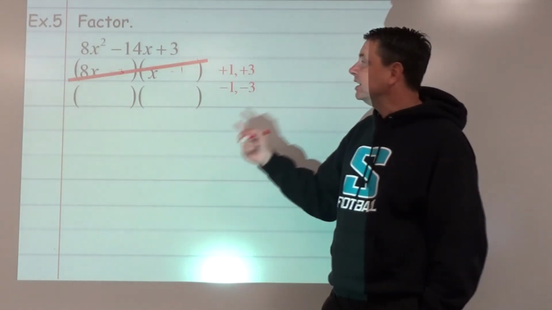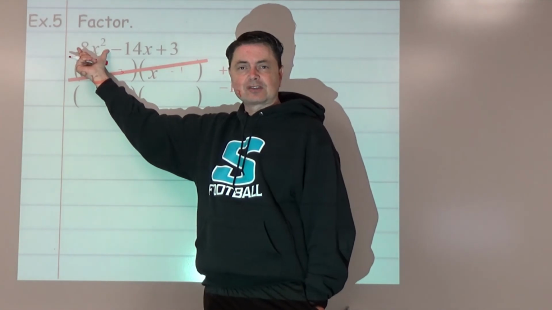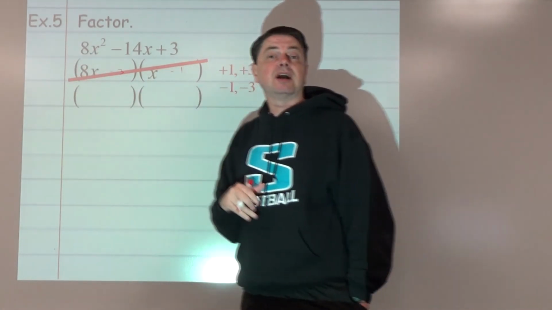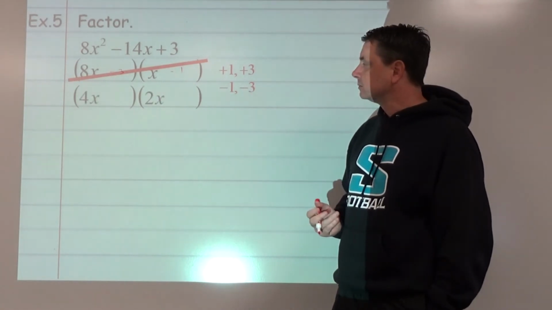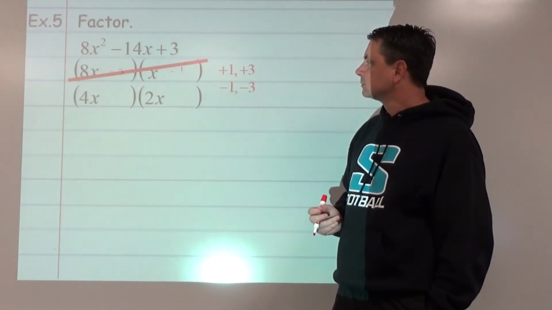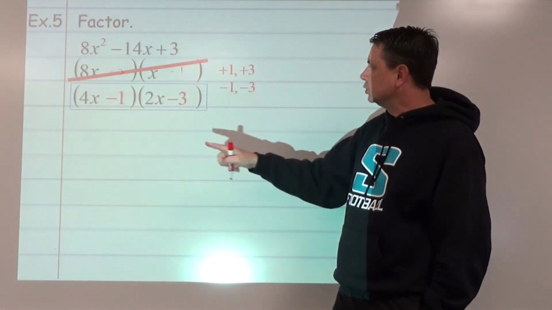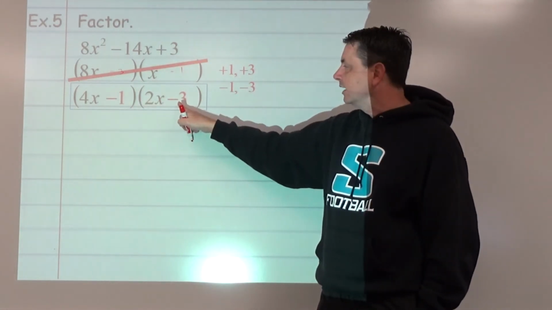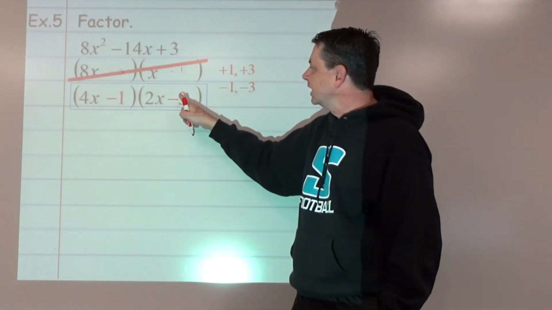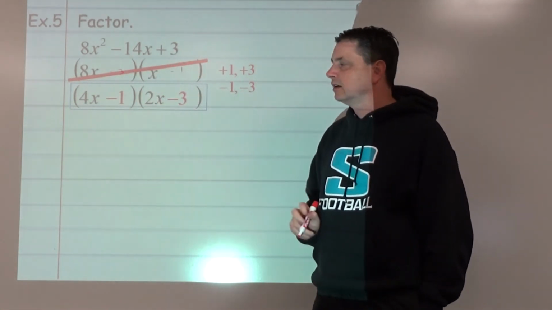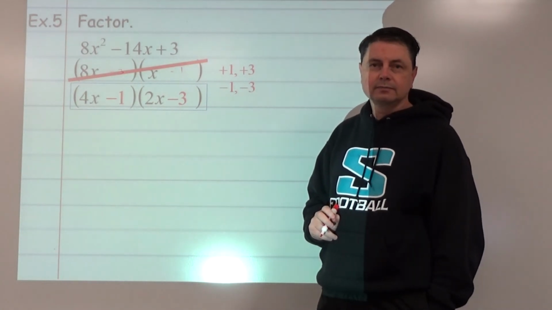But is there another way of making 8x squared? Besides 8x and 1x, could we try 4x and 2x? And then again, choosing from here, how about we choose negative 1 to go there, negative 3 to go here. We've got negative 12x and a negative 2x makes our negative 14x. There it is.